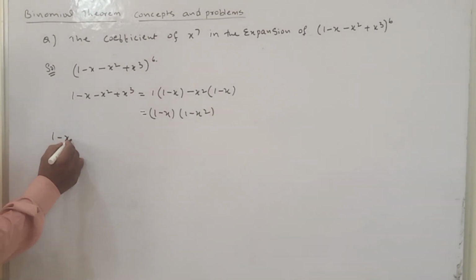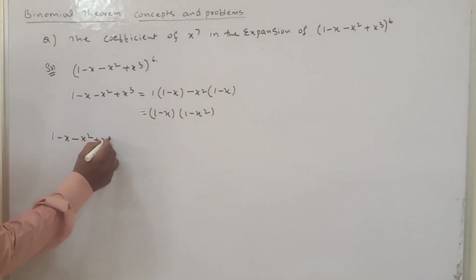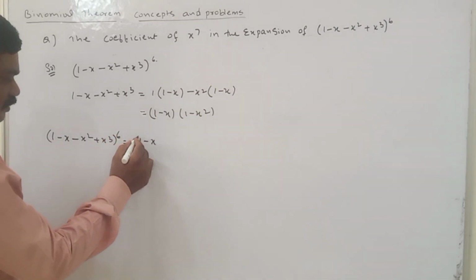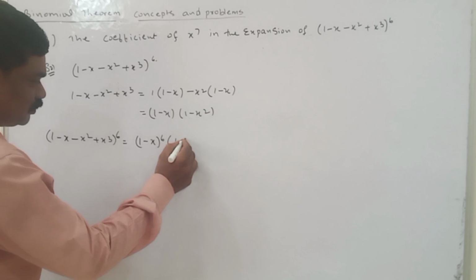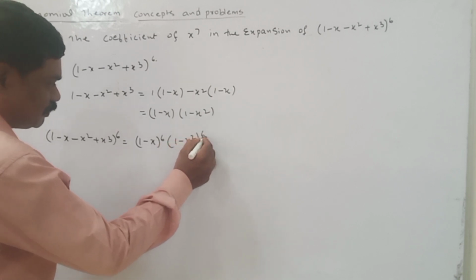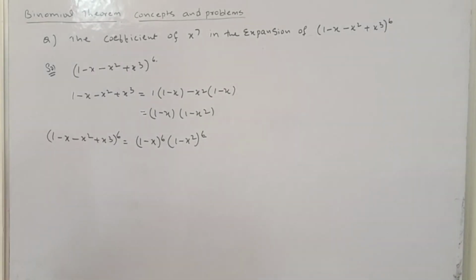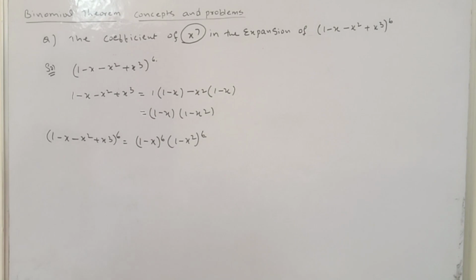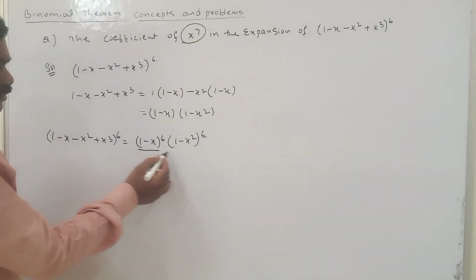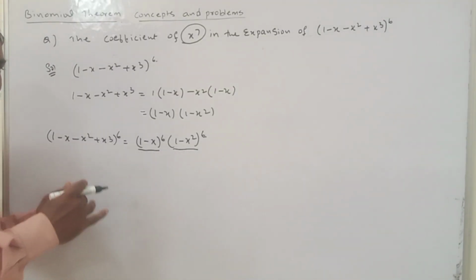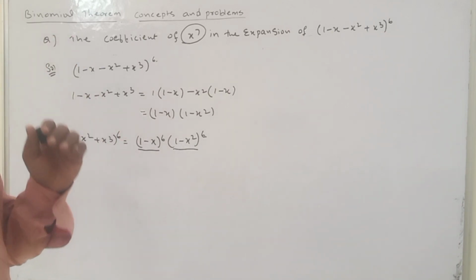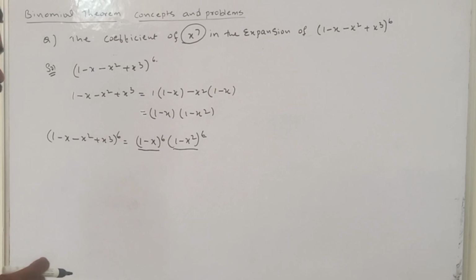So (1 minus x square plus x cube) whole power 6 is equal to (1 minus x) whole power 6 into (1 minus x square) whole power 6. These two are binomials. We have to find the x power 7 coefficient. So first expand this one, then expand this one. You have to multiply, and in that you will get the x power 7 coefficient.